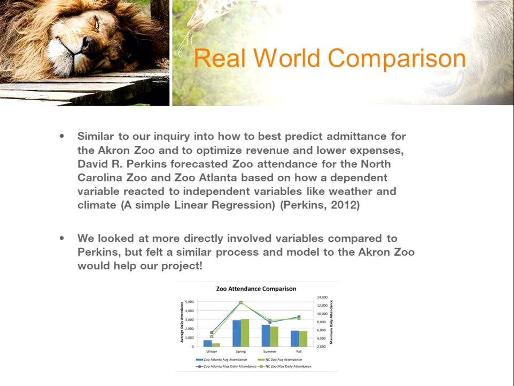So, the real-world comparison. Similar to our inquiry into how to best predict admittance for the Akron Zoo and to optimize revenue and lower expenses, David R. Perkins forecasted zoo attendance for the North Carolina Zoo and Zoo Atlanta based on how a dependent variable reacted to independent variables like weather and climate. He used a simple linear regression, and this was in 2012. We looked at more directly involved variables compared to Perkins, but felt a similar process and model to the Akron Zoo would help our project. And there's an example of one of the figures that Perkins used in his study that was published in 2012.